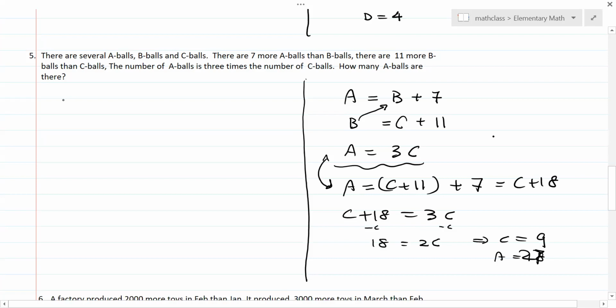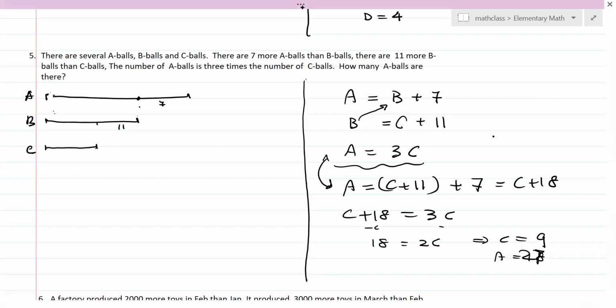Okay, so now let's draw the picture. There are 7 more. How do we draw A and B and C? Okay, so we can do it like this. This is A. The number of A balls is going to be 7 more than the number of B balls, so this section will be 7 here. That's B, and the number of C balls is going to be 11 fewer.